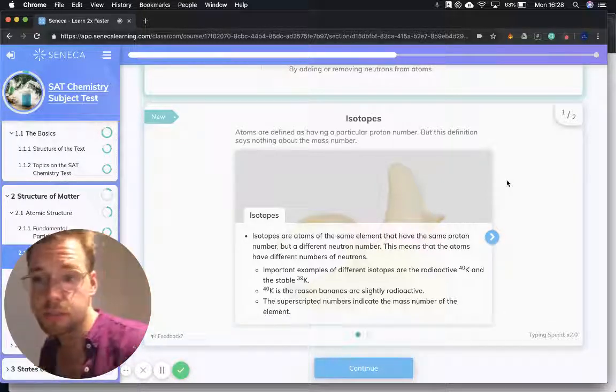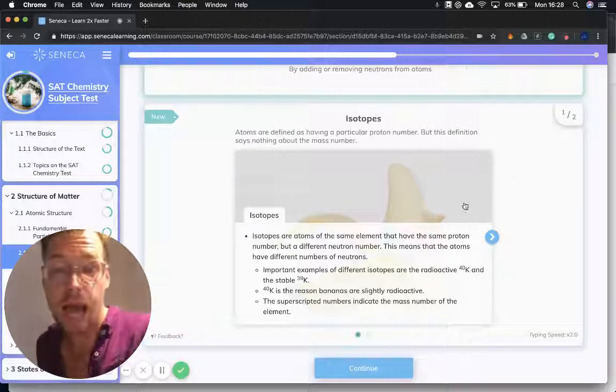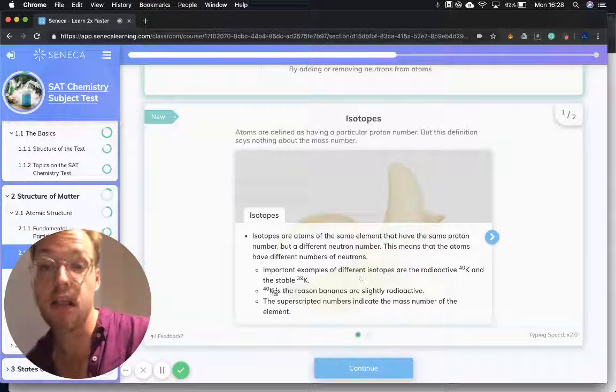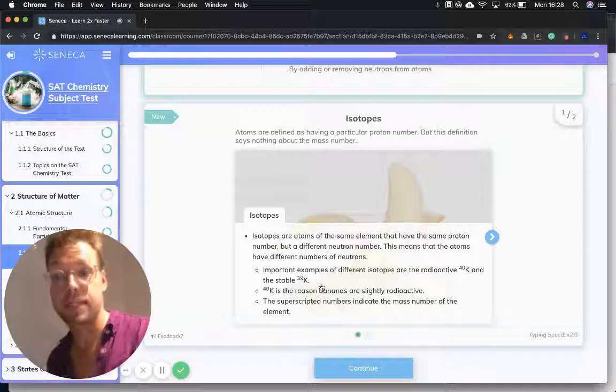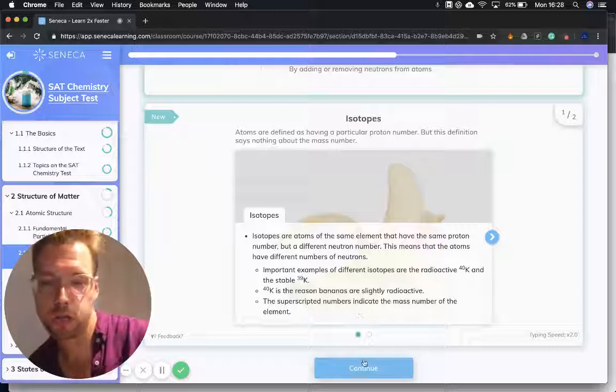We write this with a superscript 40 and then K for potassium. The superscript number indicates the mass number. So 40K is potassium with a mass number of 40, and 39K is potassium with a mass number of 39.